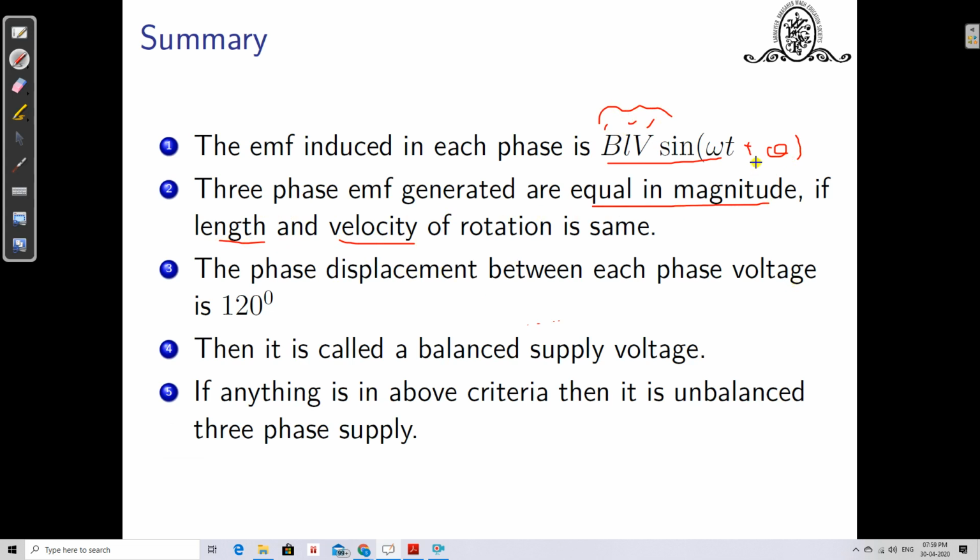The phase angle displacement is 120 degree. Then it is called balanced. If anything is not in the above criteria, then it is said to be an unbalanced three-phase supply. If any condition is not satisfied, it is called the unbalanced supply. So this is the summary of this video.